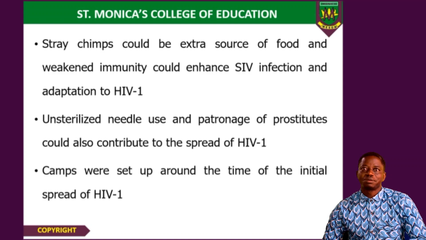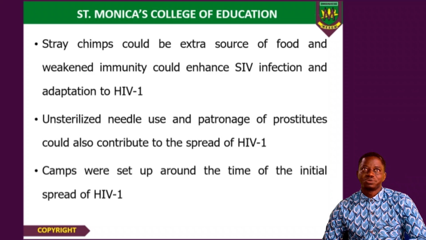Camps were set up around the time of the initial spread of HIV. He was saying that because most of the slaves were kept in a camp, and because there wasn't any food to feed them, local chimpanzees were given to them as a source of food. And probably because these local chimpanzees and monkeys were suffering from a condition called SIV, or Simian Immunodeficiency Virus, it could facilitate the spread of HIV type 1.